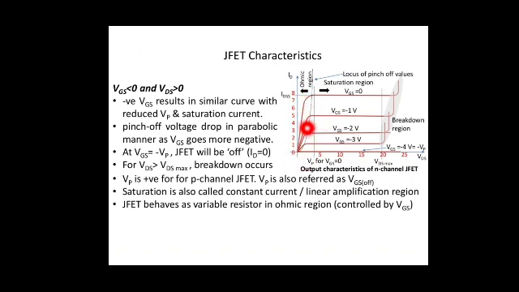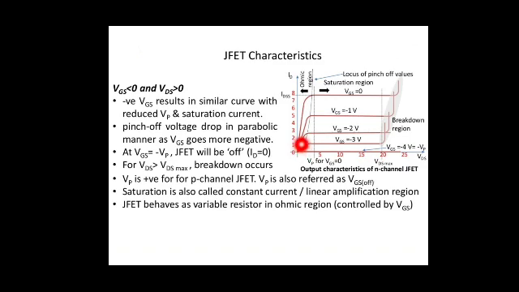One thing here, there are three regions. In JFET output characteristics, you can see three regions: ohmic region, saturation region, and breakdown region. So the ohmic region is the region where there is a linear relationship between IDS and VDS. That region is known as the ohmic region.